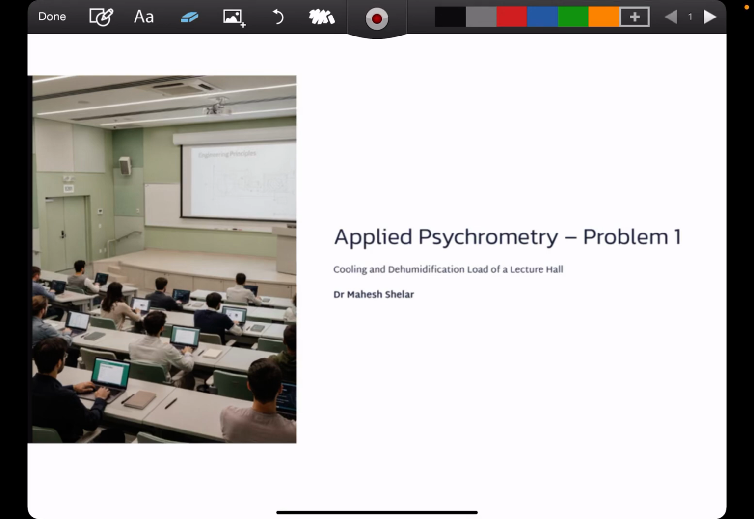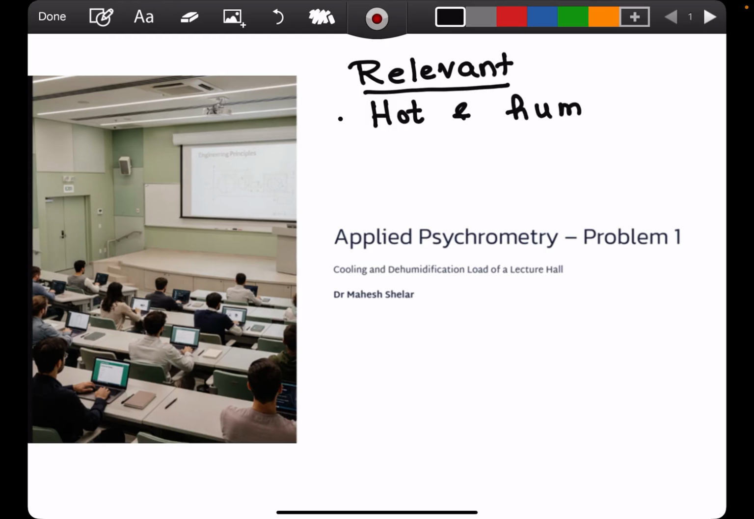Friends, let us do a very interesting problem on applied psychrometry. This is an extremely relevant problem, in the sense that it would help you appreciate the practical design procedure of an AC system. We would be doing this design for a hot and humid climate, and by design, I mean we would be selecting the cooling coil capacity.